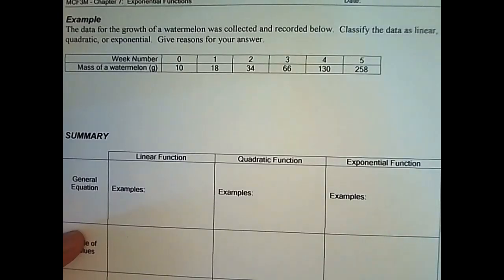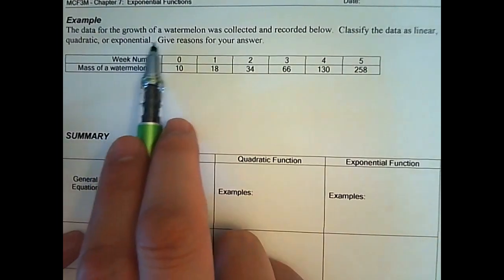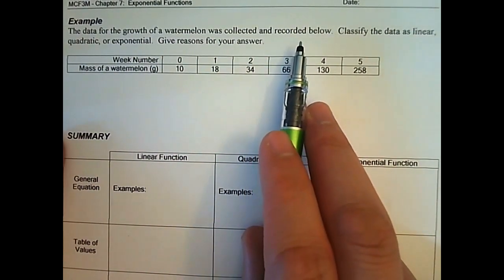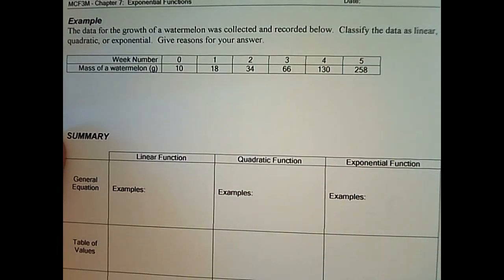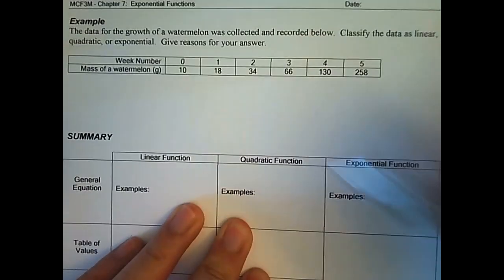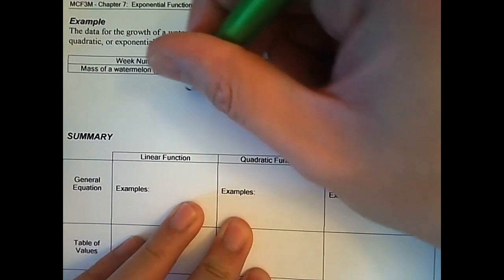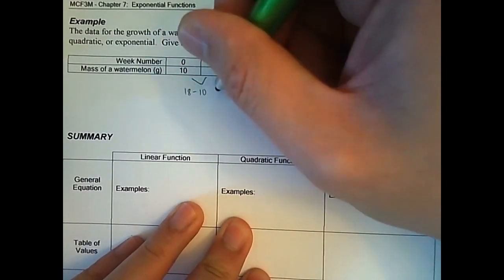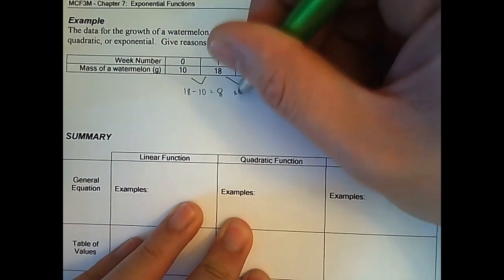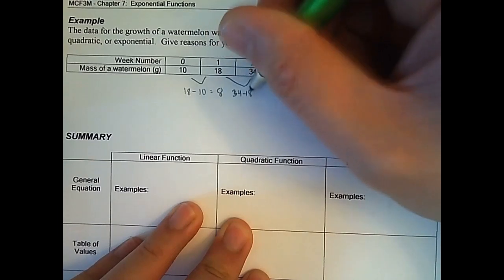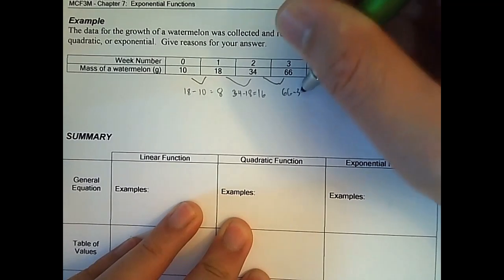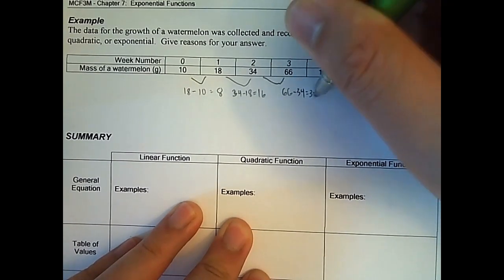Alright, so this next example says the data for the growth of a watermelon was collected and recorded below. Classify the data as linear, quadratic, or exponential. Give reasons for your answer. So if we're given the table of values like we just learned, I can find the first differences. So 18 minus 10 is equal to 8. 34 minus 18 is equal to 16. 66 minus 34 is equal to 32.